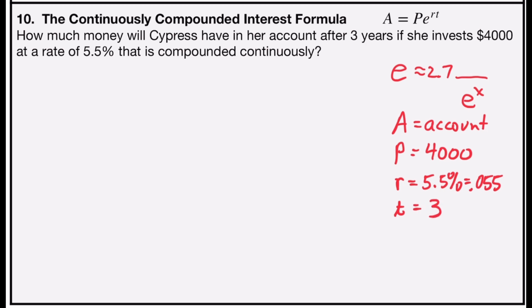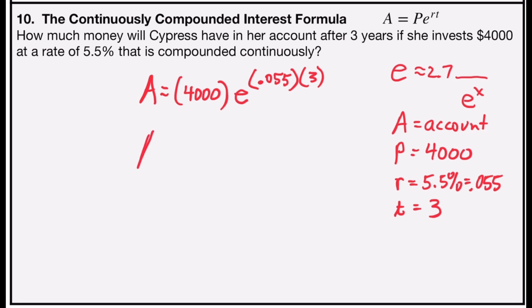And so now we're going to plug in. A is equal to the principal, which was $4,000, that was the initial investment, times E raised to the R, the rate, which is 0.055, times the time of the investment, which is 3. And so now we're just going to use the order of operations, simplify, and find our answer.